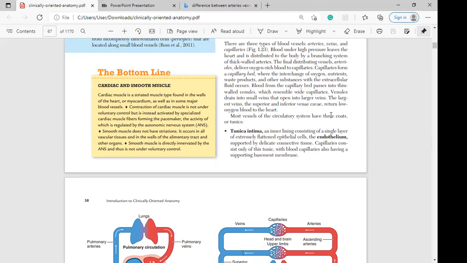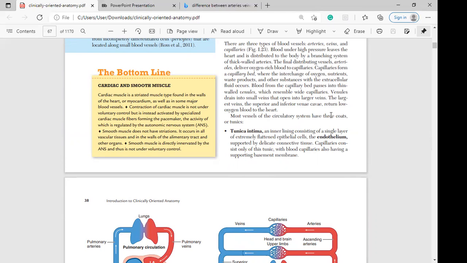What you need to know is that the tunica intima is the innermost layer of the blood vessel, and it contains epithelial cells which are called endothelium. This endothelium is supported by what we call connective tissue, a skeletal framework. So tunica intima: it is the innermost layer of the blood vessels, and it contains epithelial cells called endothelium, supported by connective tissue.